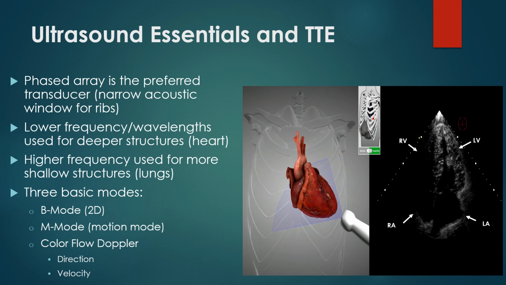You use lower frequency wavelengths for the deeper structures. Typically, it's about 16 to 24 centimeters in depth. Higher frequencies are used for more shallow structures, so you might end up changing your depth settings a little bit. Some people even like to use a linear or even a curvilinear probe. The three basic modes, again, B mode, motion mode, and color flow Doppler, where you can see direction and velocity.